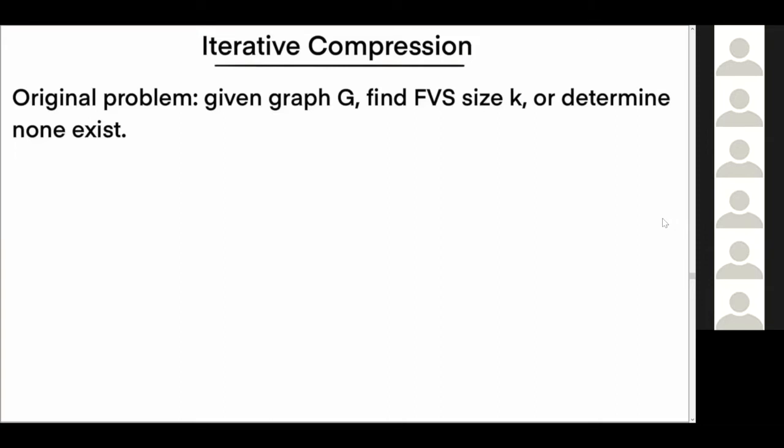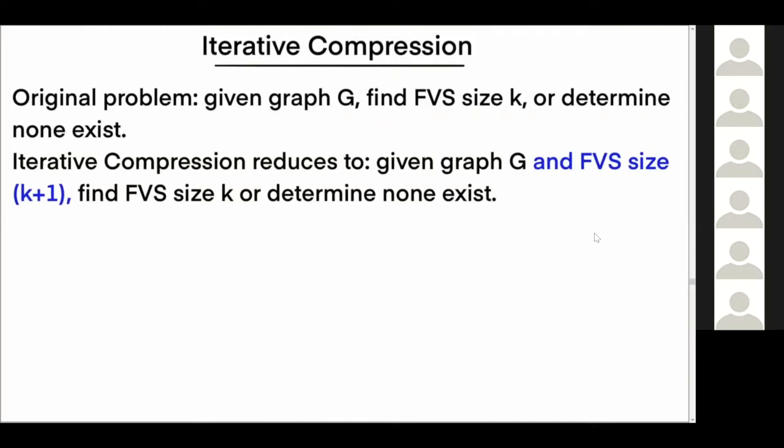So again, the original problem is: given a graph G and a parameter k, find a feedback vertex set of size k or determine that none exists. What iterative compression gives us is the following potentially easier problem, which can be reduced from the original: given a graph G and a feedback vertex set of size k+1, determine whether there's a feedback vertex set of size k or determine none exists. So why is it called a compression? Because we're compressing an FVS of size k+1 to an FVS of size k.